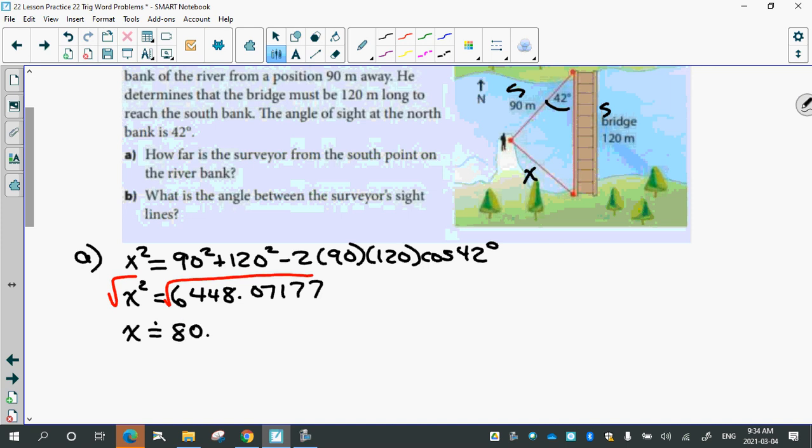80.3 meters. So how far is the surveyor from the south point on the riverbank? Therefore, he is 80 meters away.